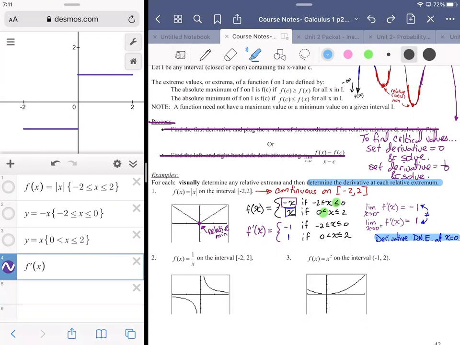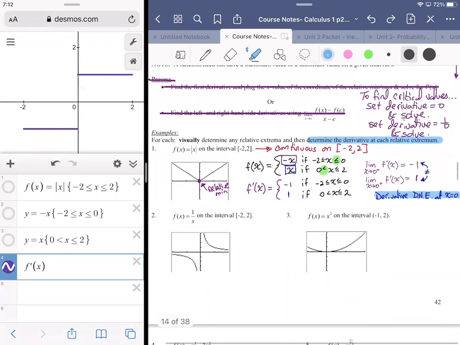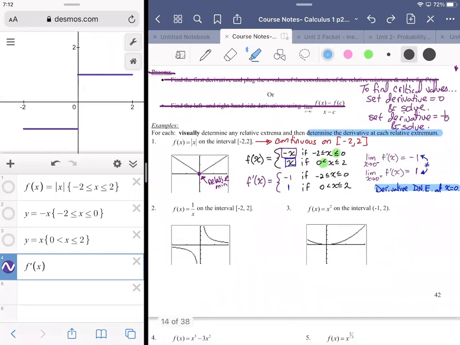And also, you look at it and say, well, wait a minute, maybe there's something to do with the fact that this graph comes to a point. I wonder if that has something to do with the fact that there is no derivative at that location. And spoiler, that's exactly what happens. But for the next one, there is no relative extremum.